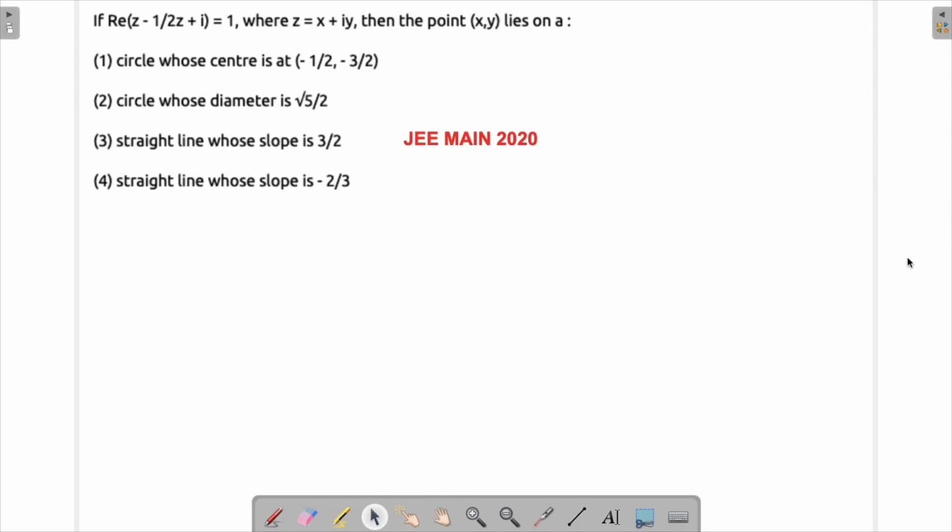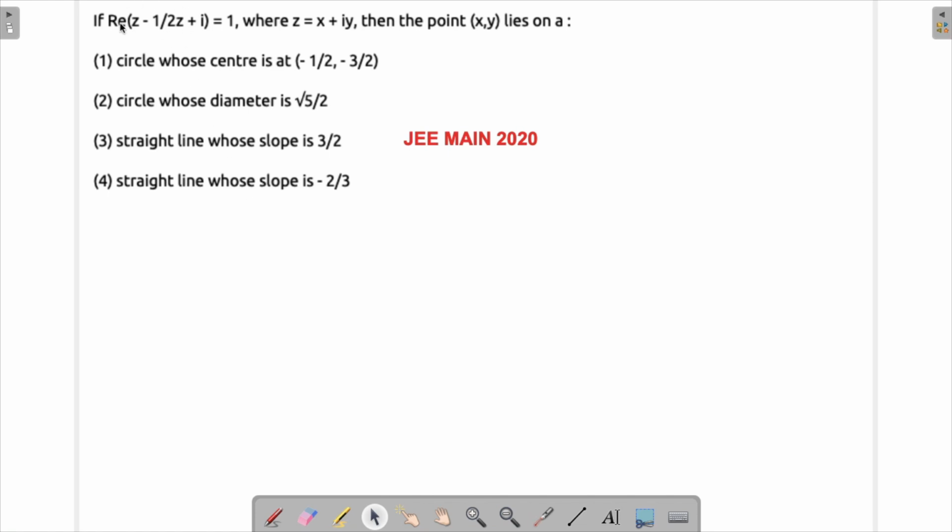All right, so we are trying to do a problem which appeared in JEE Main 320, and in this problem, the real part of (z minus 1) upon (2z plus i) is equal to 1, where z is a complex number given by x plus iy, and then the point (x, y) will lie on, there are four options given.